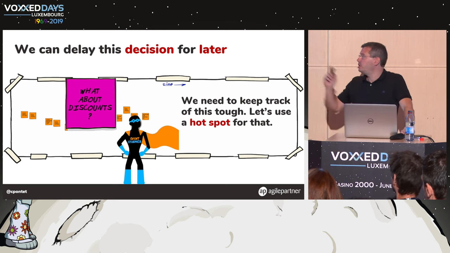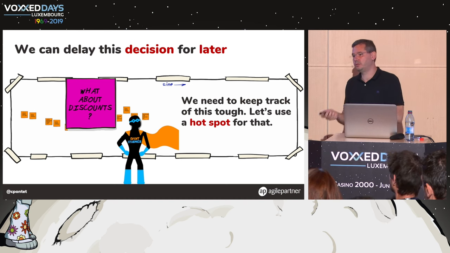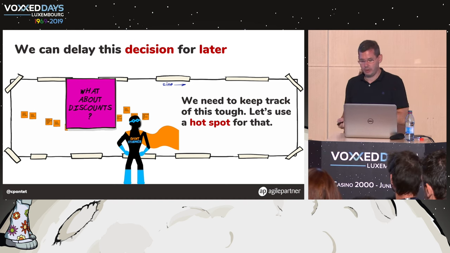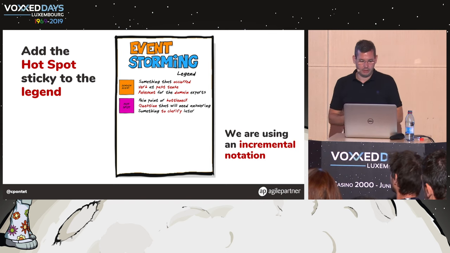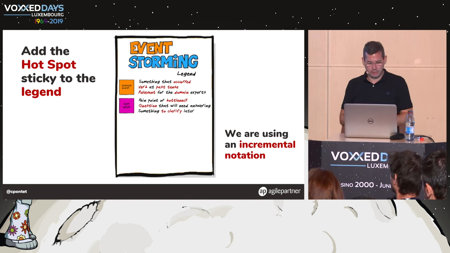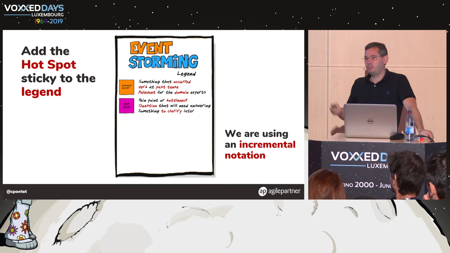And then a new notation appears. It's called hotspot. And you will track all the questions, all the decisions that you probably want to delay because you don't have the ability to answer that question right now. You should track that on a hotspot. So you put it on the board and you update your living legend with a hotspot. So a hotspot is a pain point, a bottleneck, a question that will need an answer because you probably don't have the right people in the room to answer that right now. Something to clarify later.